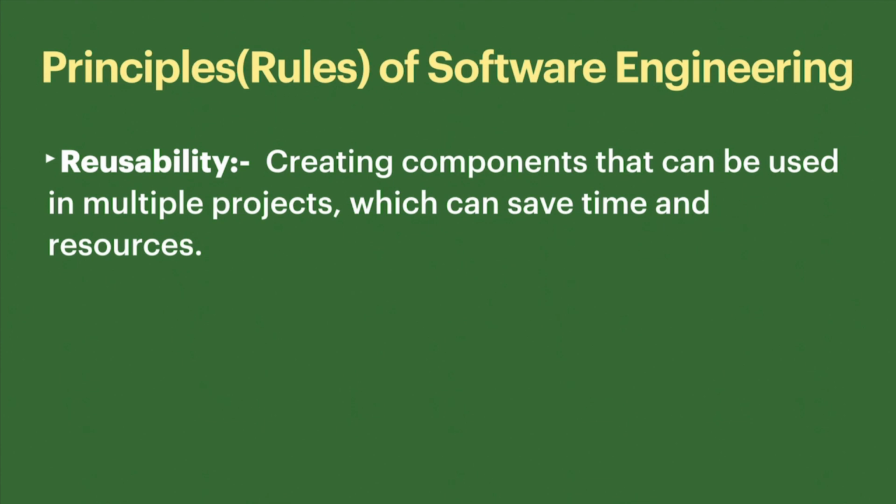So the next principle and rule of software engineering is reusability. What is the meaning of reusability? Reusability means creating components that can be used in multiple projects, which can save time and resources.